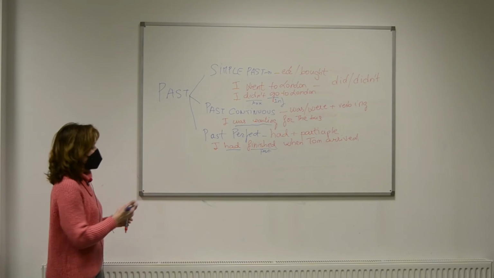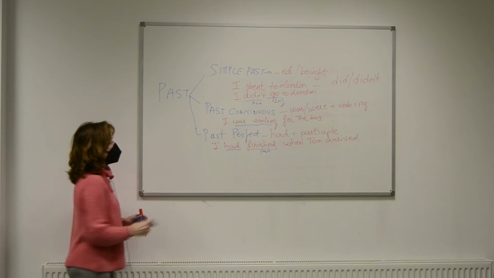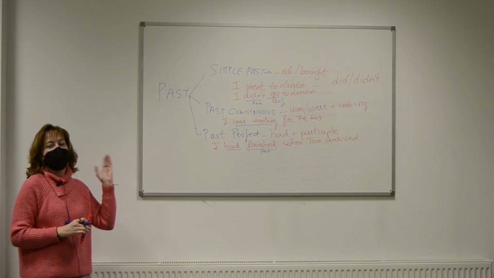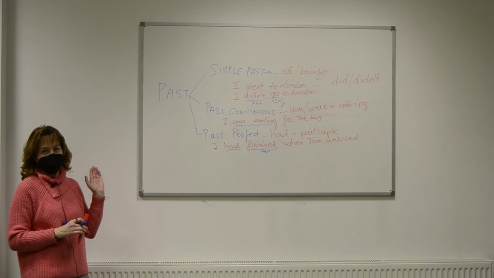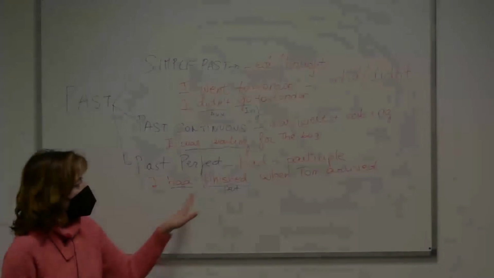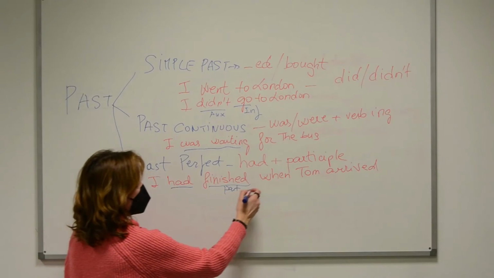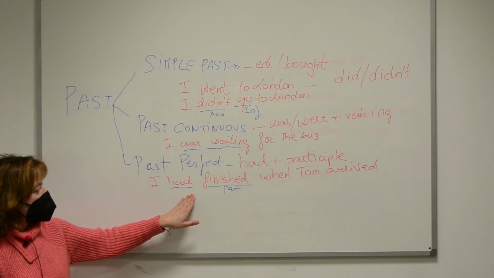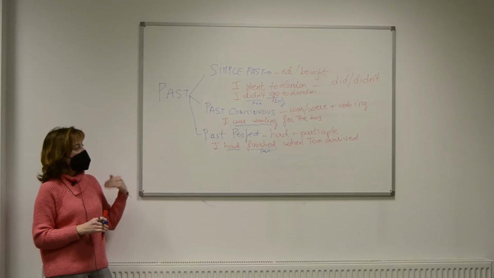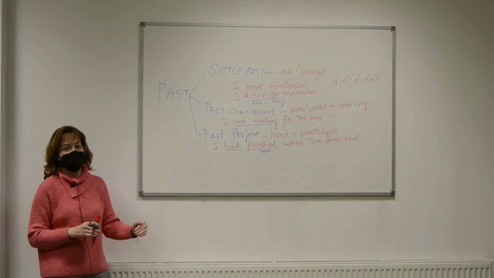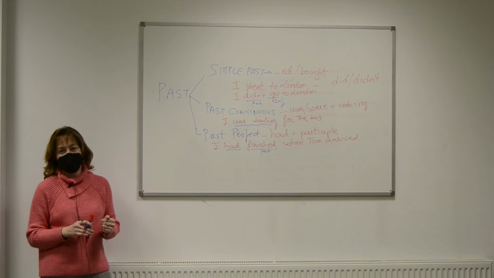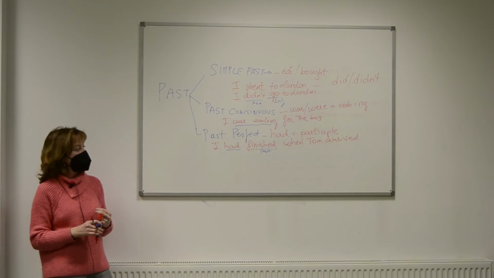Past perfect refers to an action that happened in the past, but previously to another past action. These are two past actions, had finished and arrived, but this happened first, and this is the second. I finished my homework when Tom arrived. First, I finished, and later he came. Two actions in the past.